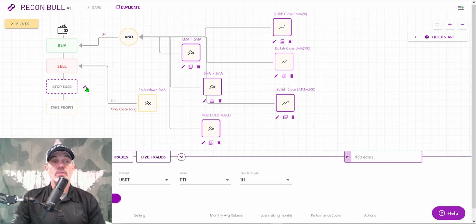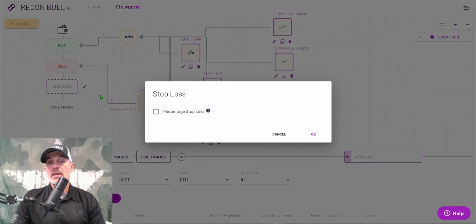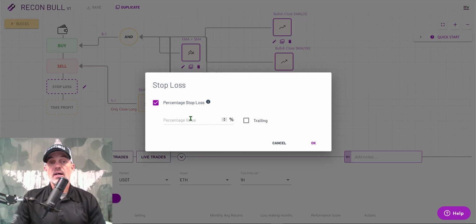You may also want to set up a stop loss. Maybe you can't stomach a 20% drawdown or even a 9% drawdown. You could set up a percentage like, say, 9%. And let me be clear, I do not recommend anyone trade without a stop loss unless you're an elite trader and you thoroughly understand the risk involved and you're willing to put that risk on.